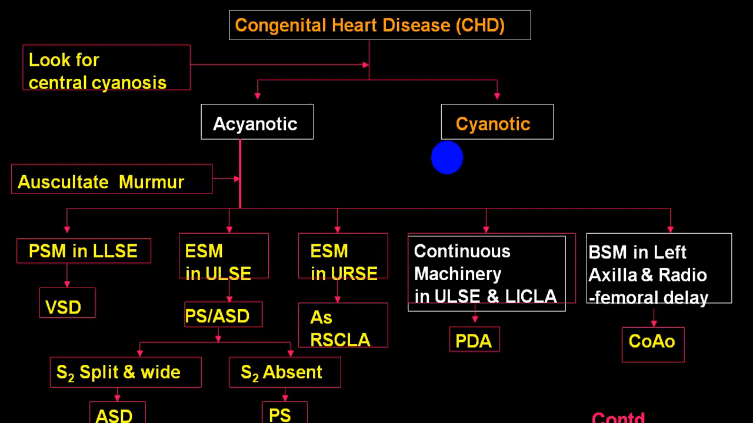Then the functional approach: these are the different groups depending upon the presence of murmur. In acyanotic heart disease, try to identify VSD, ASD, pulmonary stenosis, all those groups. Also, in acyanotic heart disease, patent ductus arteriosus and coarctation of aorta, you can identify very easily.